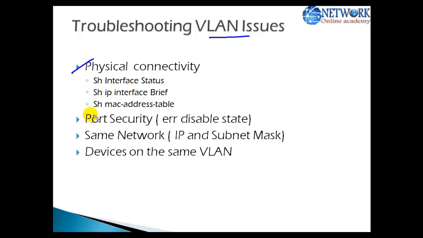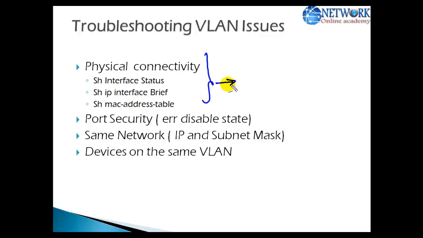There are a few important things. First, we need to start with the physical connectivity and ensure that your physical connectivity is up. Then we may also need to check something called port security, which we'll see, and then the same networks, and finally the devices must be on the same VLAN also. So let us come to the first one, physical connectivity.